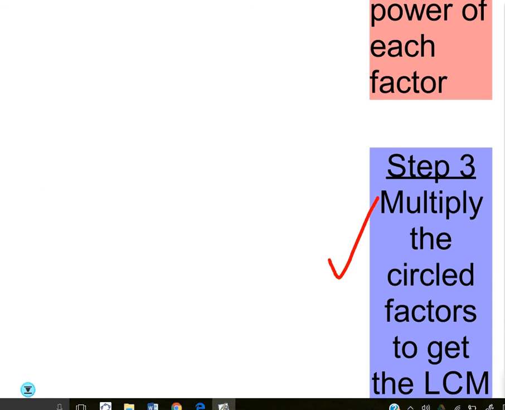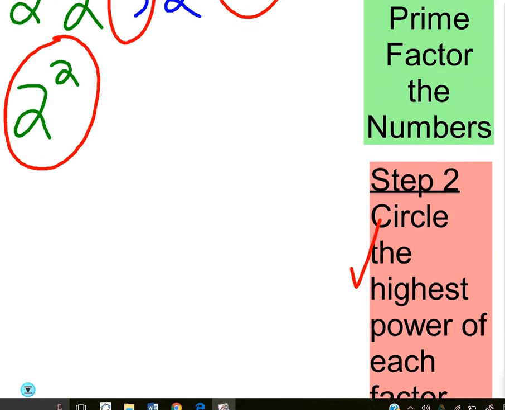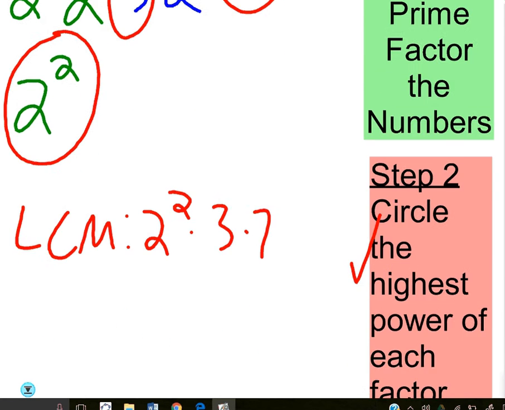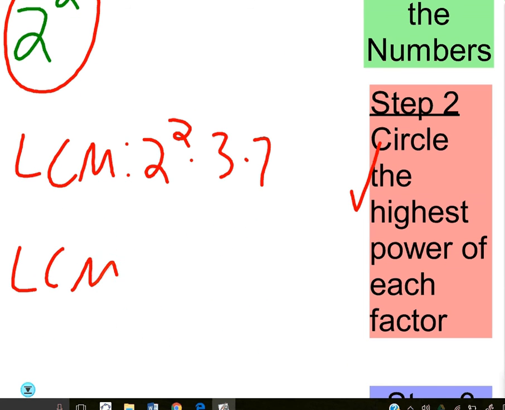So for step 3, we're going to multiply the circled factors. All right, what is 2 squared times 3 times 7? It'd be 4 times 3 times 7. So that's 12 times 7, which is 84.